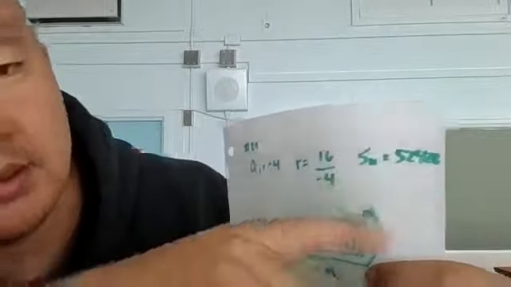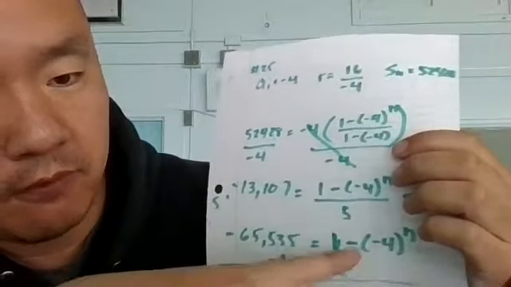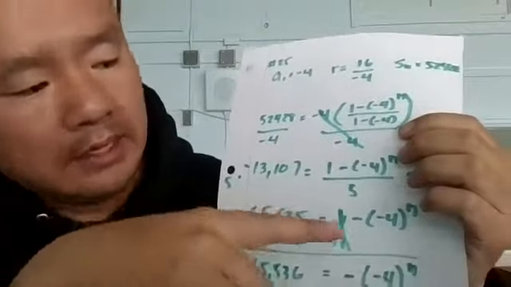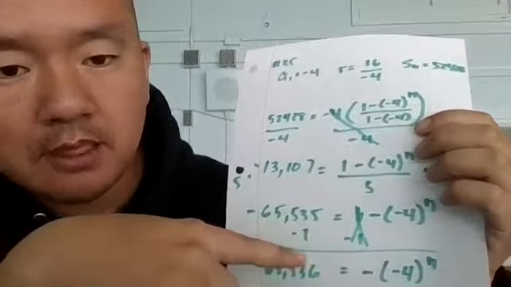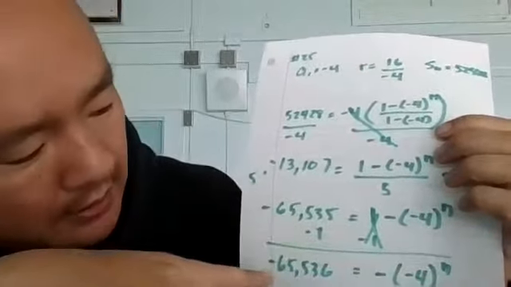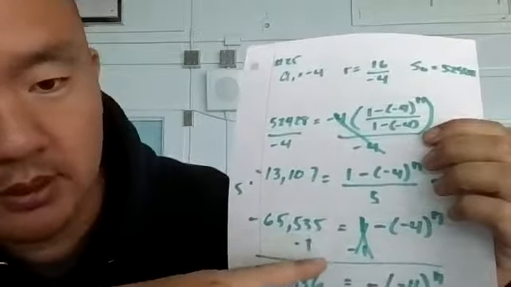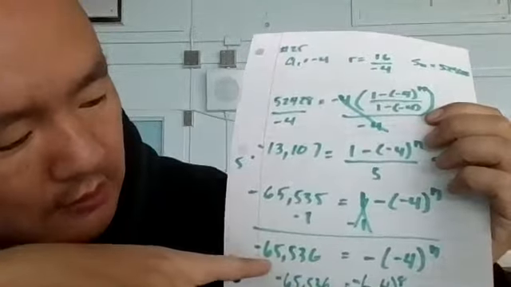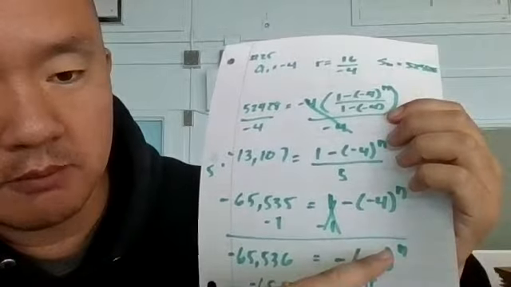Realize how I left it alone. It's tempting to multiply these two, but I'm dealing with the exponent, so I have to deal with the exponent first before I multiply the negative. So I can't do anything about that. But what I can do is subtract 1 from both sides. Be careful, because we tend to mess up integers here. So it's -65,536 equals negative -4 to the nth power.